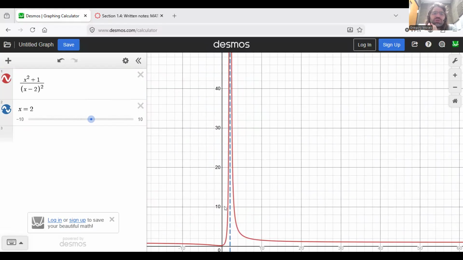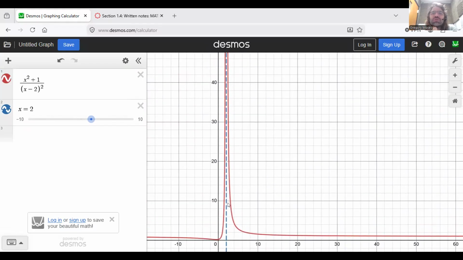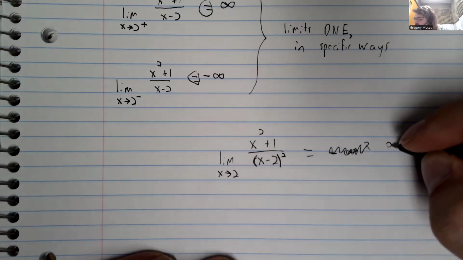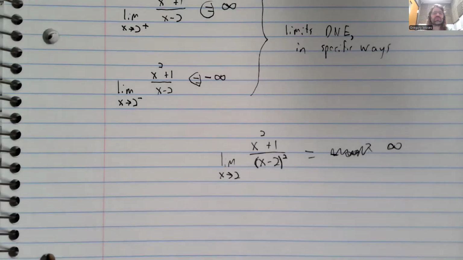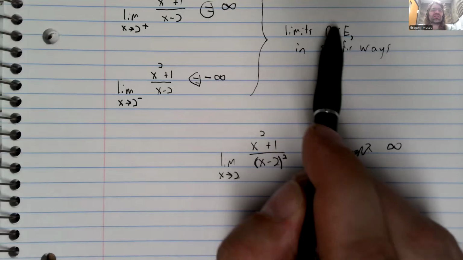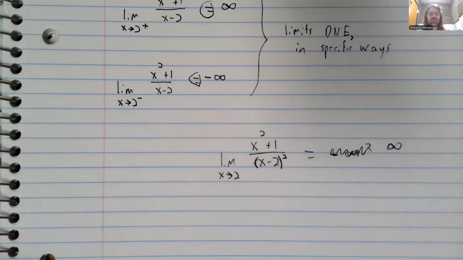But if you approach 2 from the left, you go up to infinity. And if you approach 2 from the right, you go up to infinity. So here's a situation where we have a regular two-sided limit, and we can use this notation. We say that it equals positive infinity. Again, with the understanding that what we really mean is that the limit doesn't exist in a specific way.